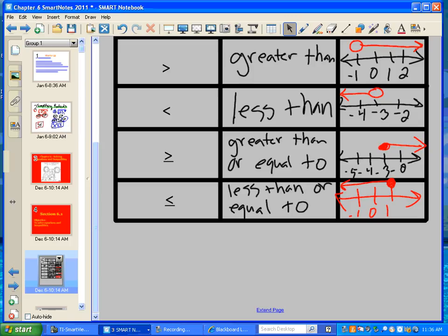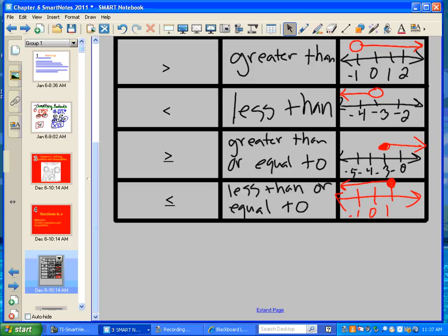You could say your algebra book is less than or equal to 8 years old, which is true. Filled in circle on what it could be equal to, and then what it's less than. So less than or equal to: filled in circle, arrow going to the left. You should have seen all of those symbols before. Does anyone have a question on any of those?